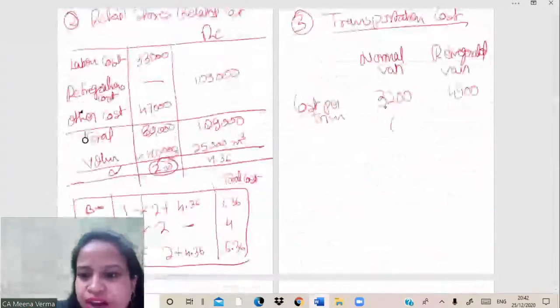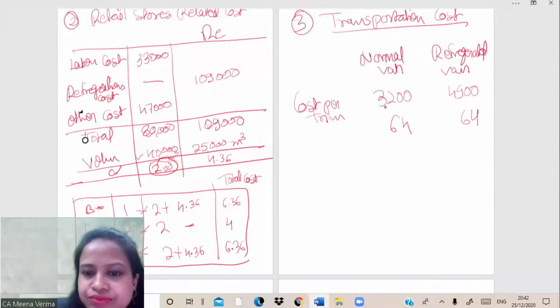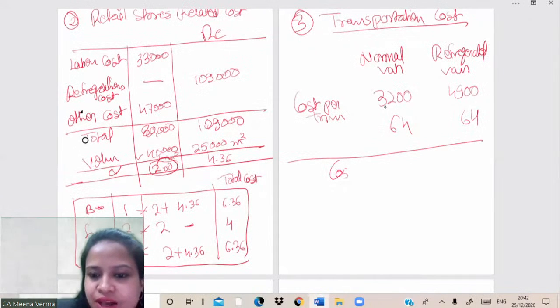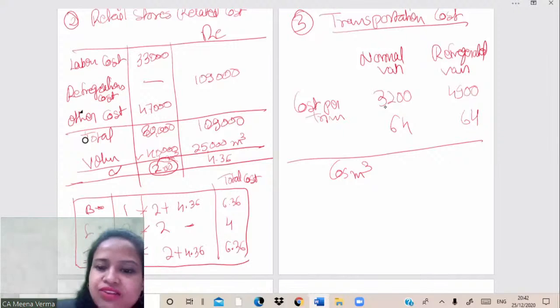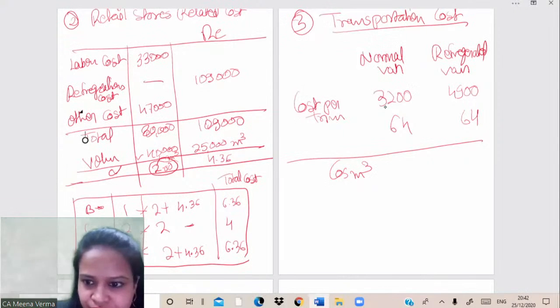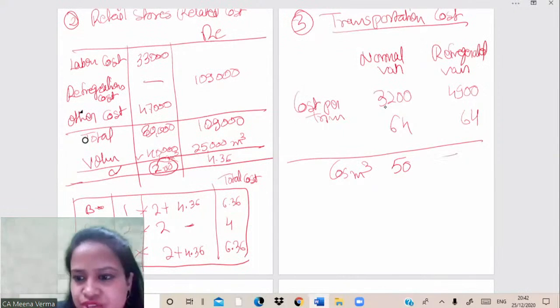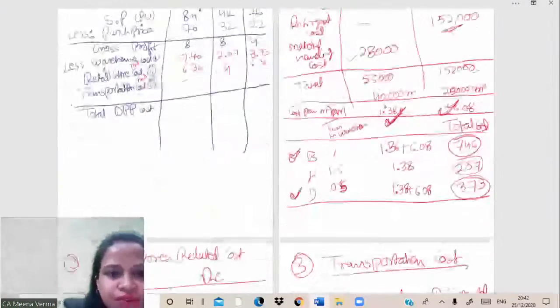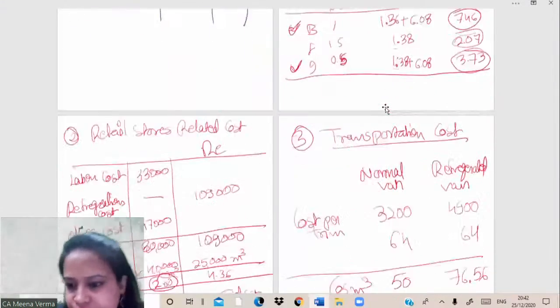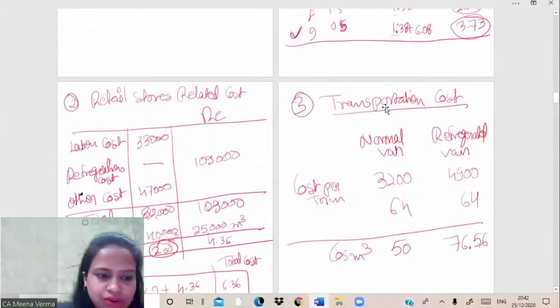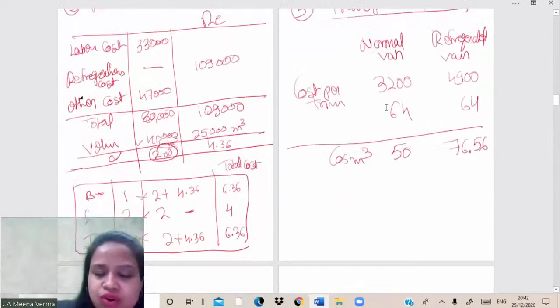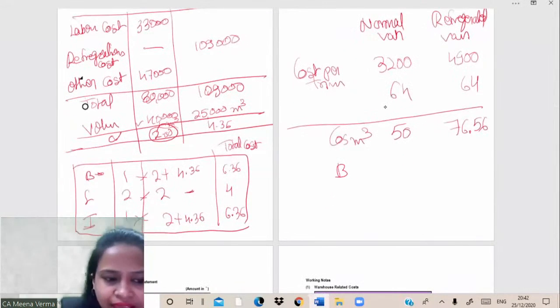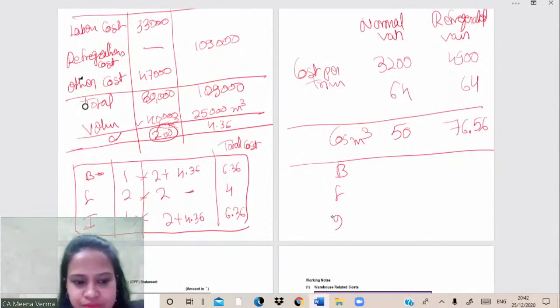Okay, so divide this with 64. You will get this cost per meter cube, the transportation cost per meter cube. Just 50. I know the question is quite lengthy. 76.56. These two values, 50 and 76.56. Now let us apportion this cost to butter jelly, fruit and nuts, and icy cool, these three products.